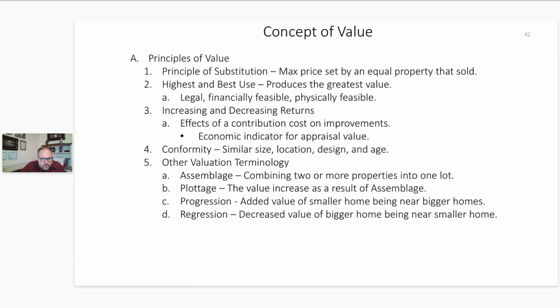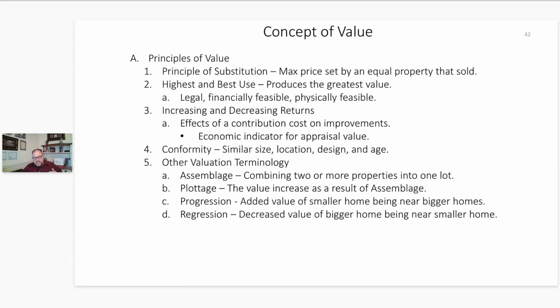Increasing and decreasing return. What is my cost contribution and what's my return? My return's greater than my cost, it's increasing returns. If it's less than my costs I put in, it's decreasing returns. This is the economic indicator for the appraised value. Okay. Conformity, that's like size, location, design. In other words, apples to apples. Okay. If I'm appraising a 3-bedroom, 2-bath, I'm looking for comparables that are 3-bedroom, 2-bath.